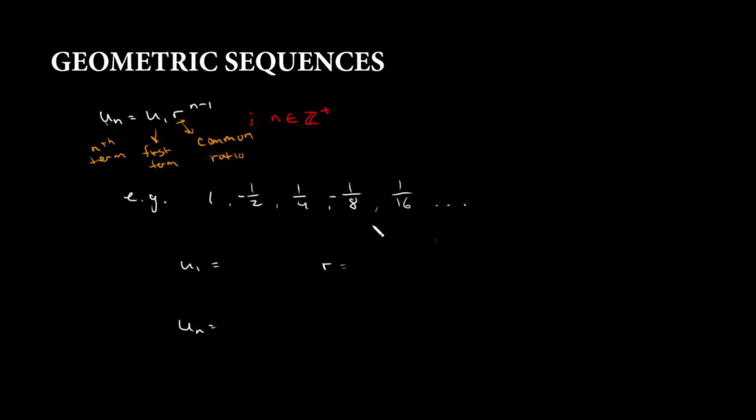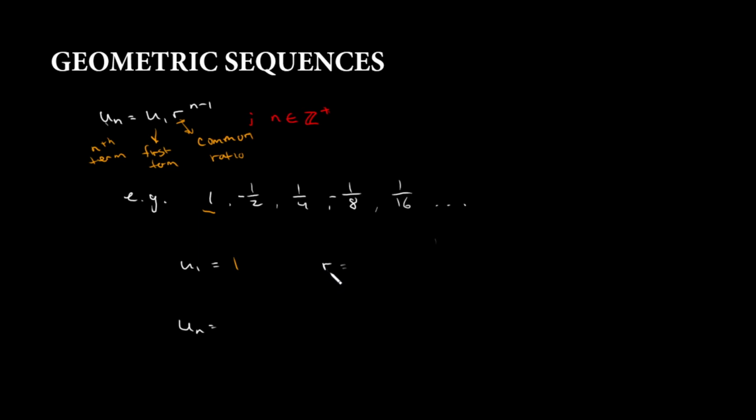Let's try it in this example. So this is a geometric sequence. It's an example of a geometric sequence, and the way you can tell is that the difference between each term is something that's being multiplied. So u1 is the first term, right? So obviously that would be 1, so we'll write u1 as 1.